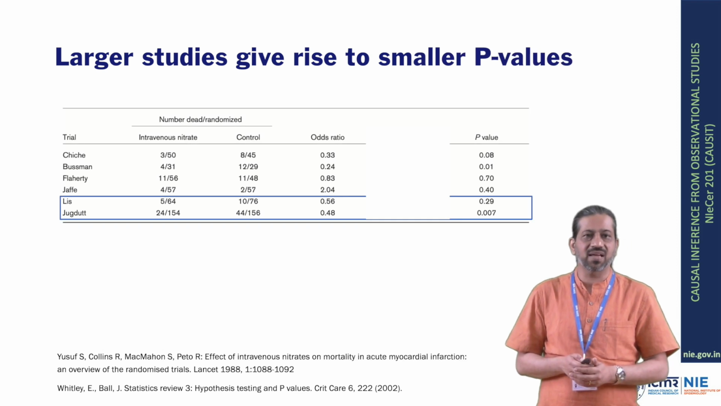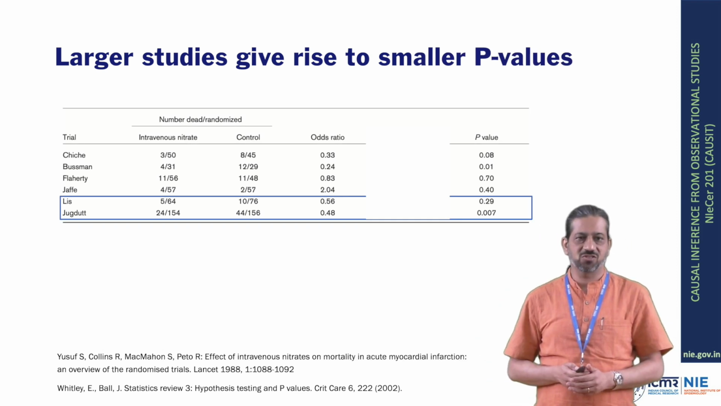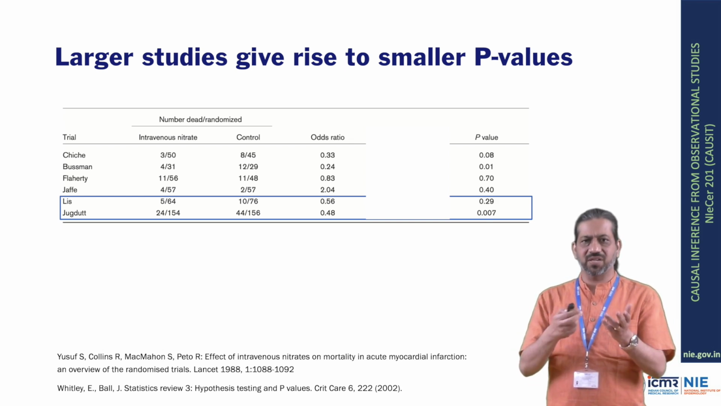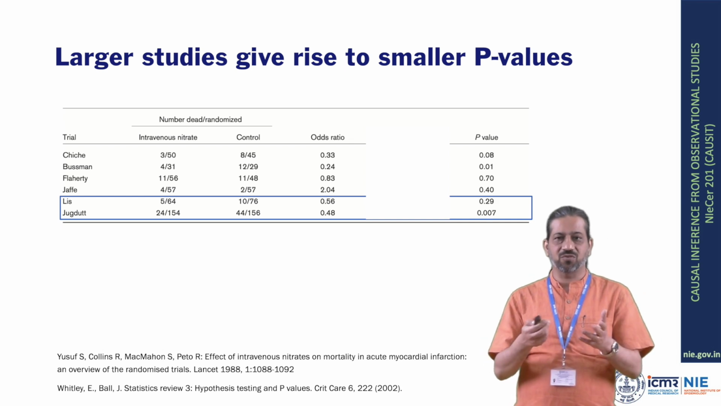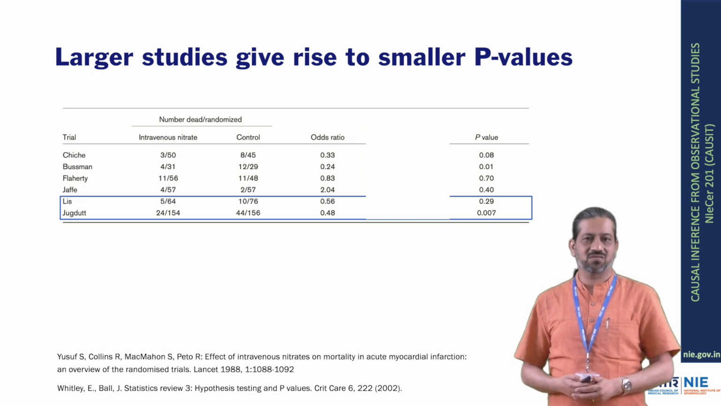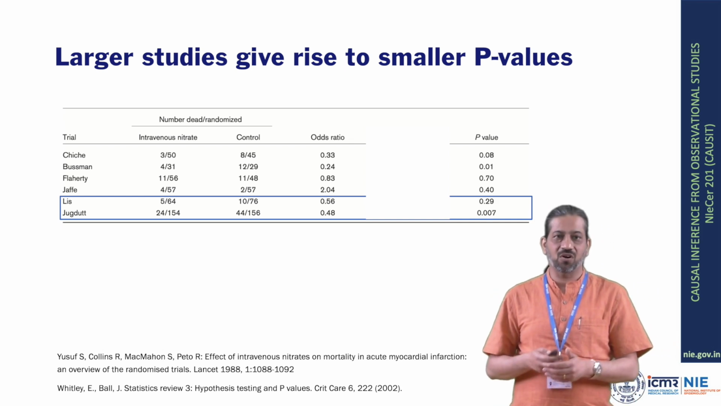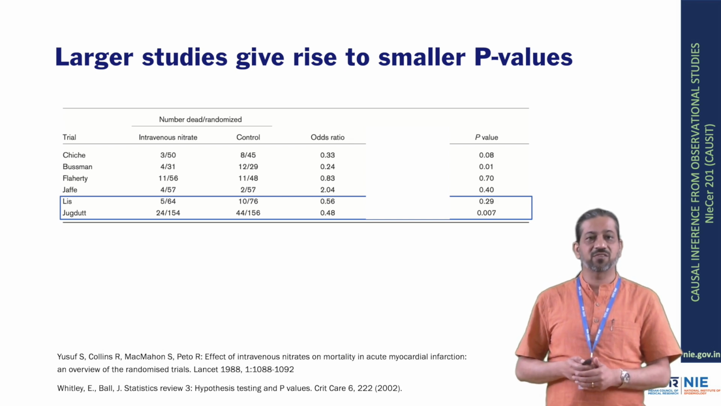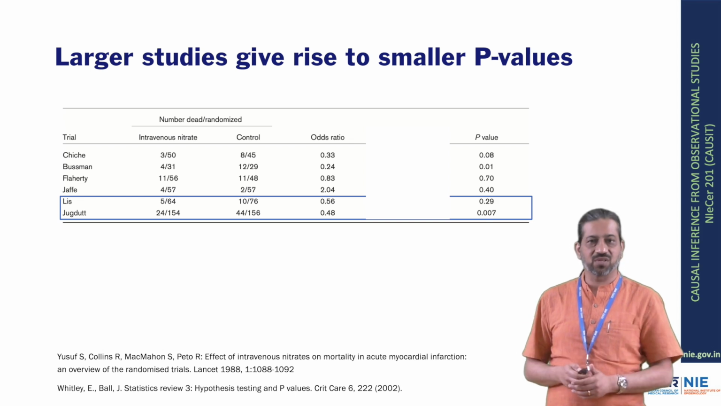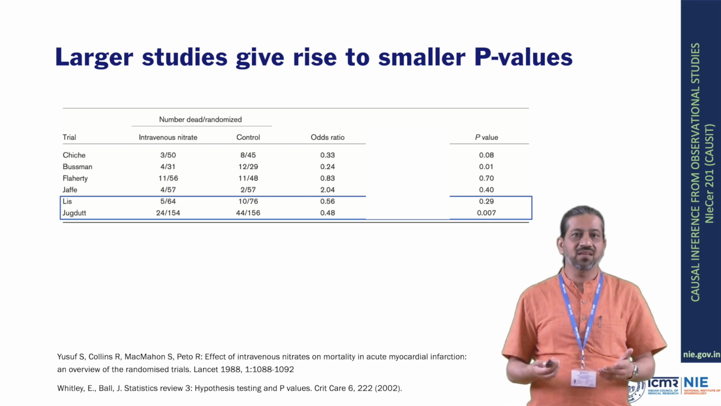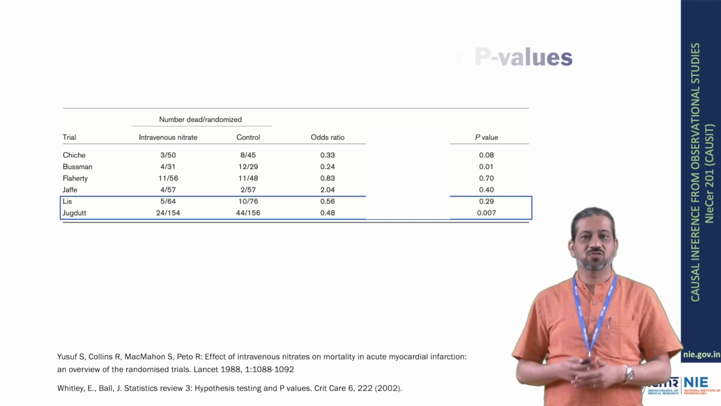Here, if we look at the two trials, the LIST trial and the Jagdat trial, right at the bottom, the odds ratios in these two trials are pretty similar. You have 0.56 and 0.48, both of which suggest that probably the risk of dying is half among patients who are given intravenous nitrate. However, you see that the p-value for the Jagdat trial is much smaller, 0.007, compared to the p-value for the LIST trial, which is 0.29, although the odds ratios are almost similar. Why is that so? Because mathematically, larger studies give rise to smaller p-values.